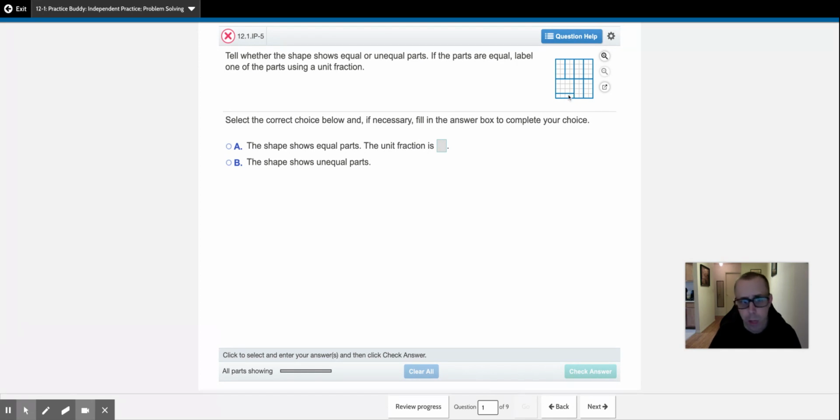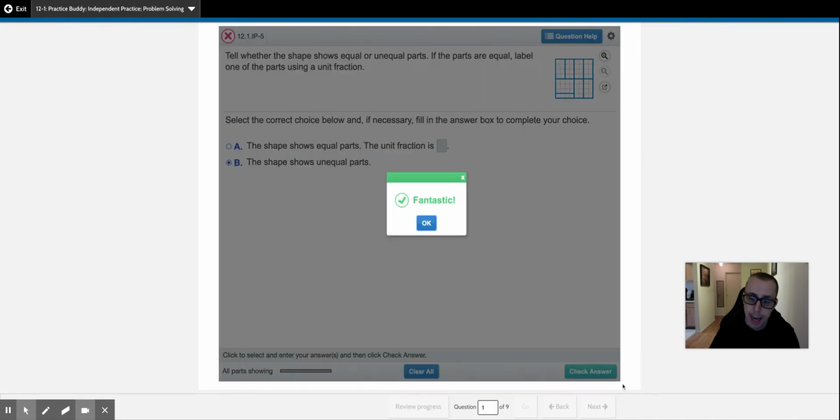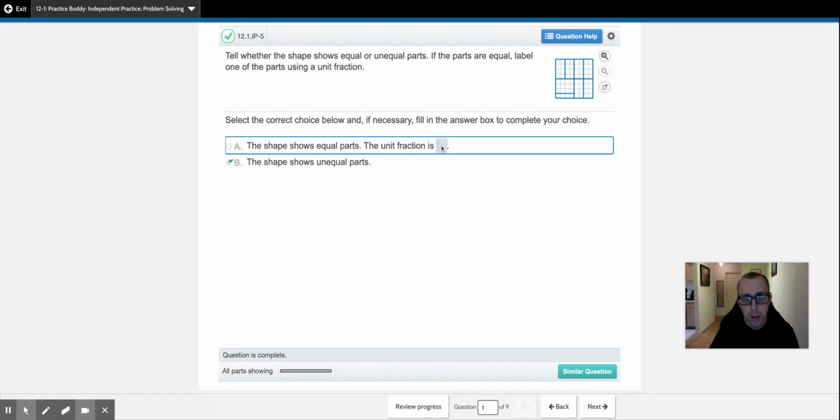But I can see pretty quickly here that this section has 8 squares in it. So does this one, this one, this one, and this one. But this has 12 and this has 4. Now, if this blue line right here was here, we'd have equal parts. But we don't. So the shape shows unequal parts. Then we check our answer. If it did have equal parts, we would then be prompted to type in here our fraction. But because it's unequal parts, we can't do anything there. Okay, you could try a similar question if you'd like, but you don't have to.